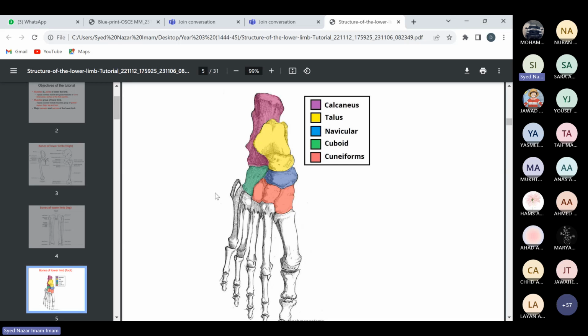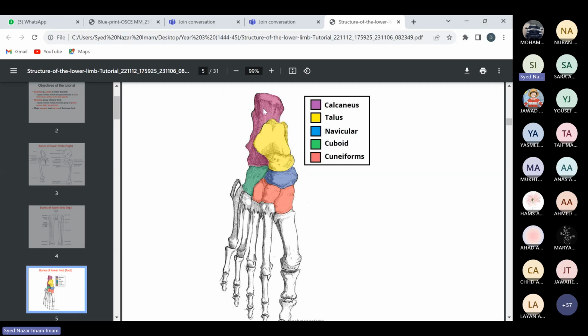We have enough models for the bones of the foot, so you might get this as a bony skeleton, and you have to identify the bones of the foot. Then we have the metatarsals and the phalanges. But the tarsal bones, they are going to ask you to identify. So you have to name all these things.